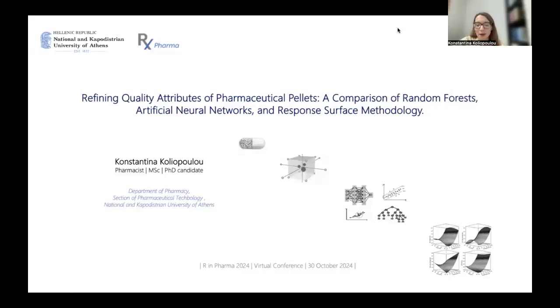I'm excited to be part of this amazing conference and present my lightning talk. I will discuss a methodological approach for using AI to advance drug development by leveraging formulation and process attributes. Specifically, I will compare machine learning algorithms with response surface methodology to enhance the quality attributes of pharmaceutical pellets. The comparative study aims to show how these advanced techniques can optimize the development process and improve drug quality.